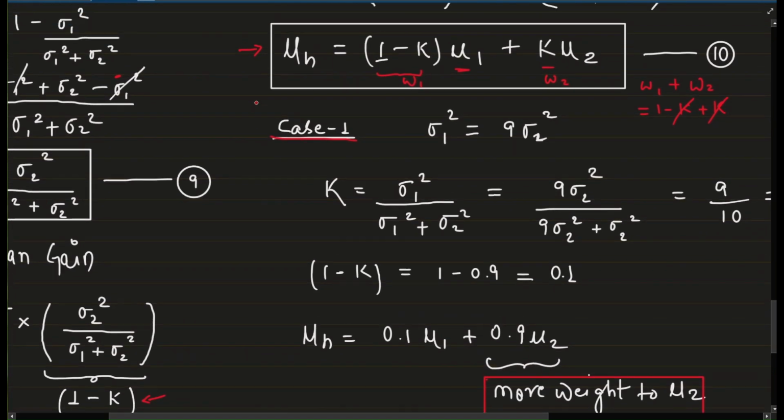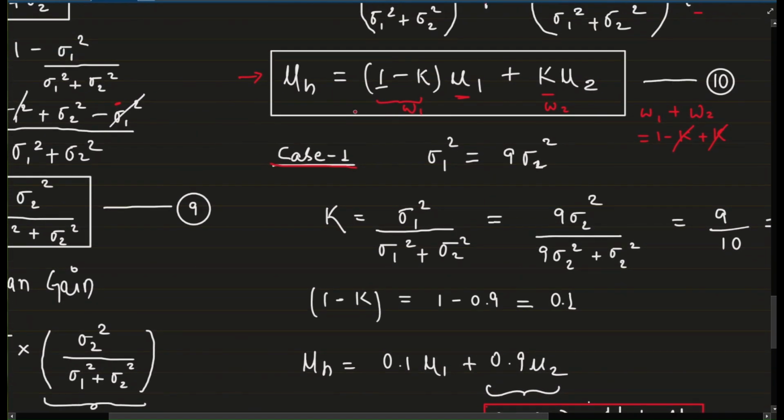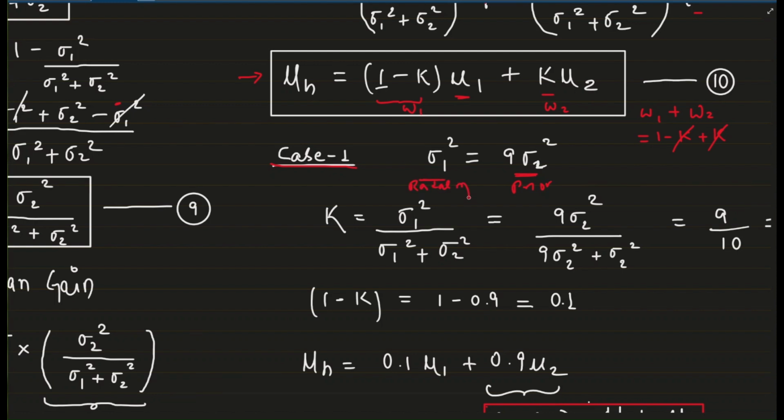So there are two cases. Let's say my sigma 1 is very large. That means my radar measurement or my likelihood is extremely noisy or corrupt. It is in fact 9 times noisier than sigma 2, which is my prior. So this is prior and this is radar measurement. Let's see what happens here.